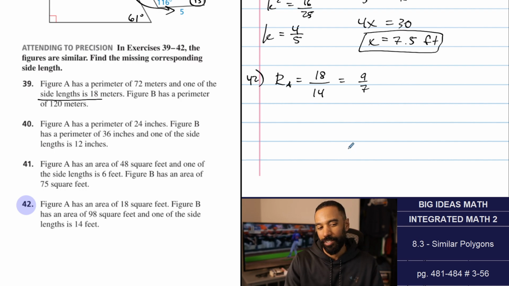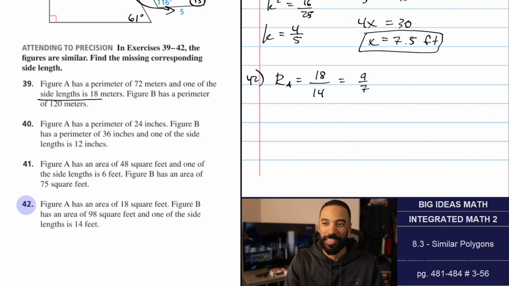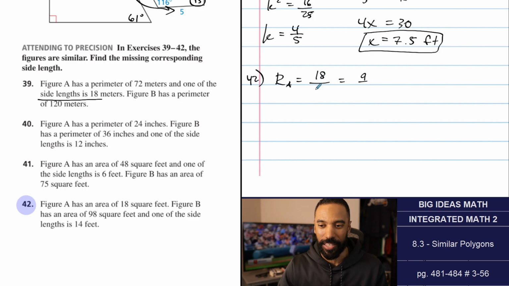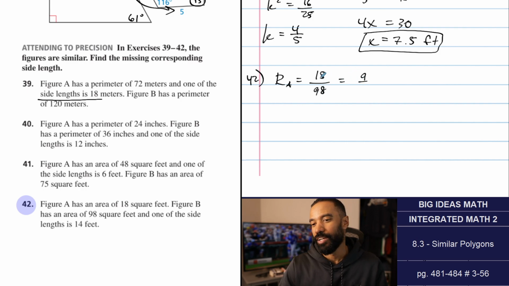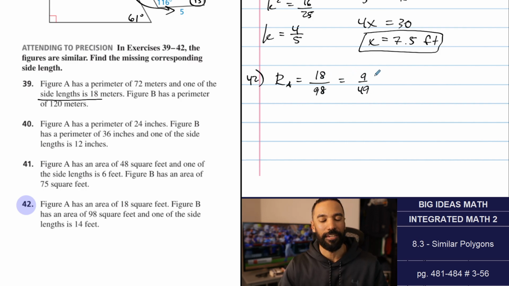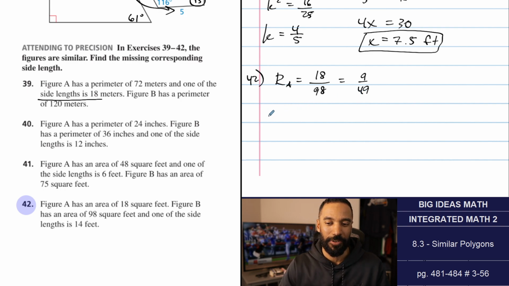So for figure... Oh, I'm sorry. This is why. Figure B's was not 14 for the area. That was the side length. So this is 98 here. Okay, divide those by 2. That's 9/49. Much better even for me. I was saying, uh-oh, there's that.